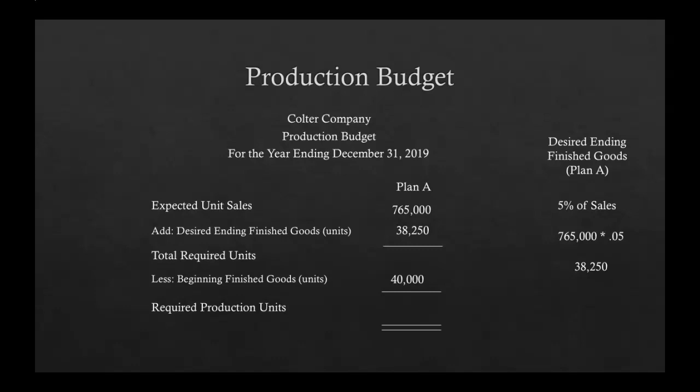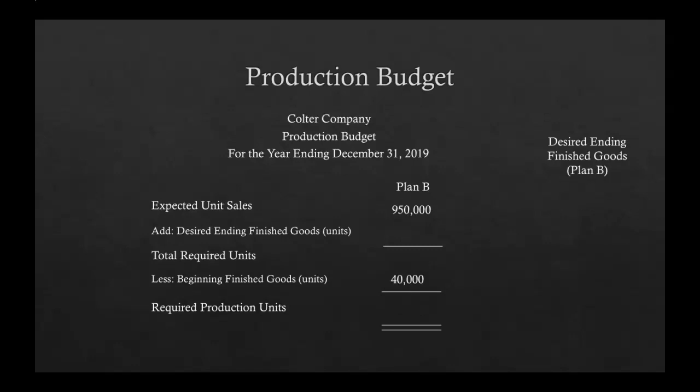Our total required units will be your expected unit sales, adding in your desired ending finished goods, which gives us 803,250 units. Then we can subtract out our beginning finished goods, and we end up with a required production of 763,250 units. So under plan A, they would have to produce 763,000 units that year.